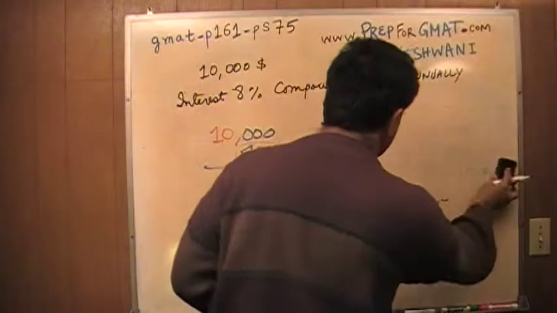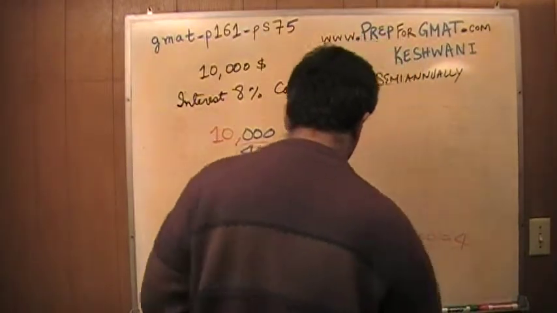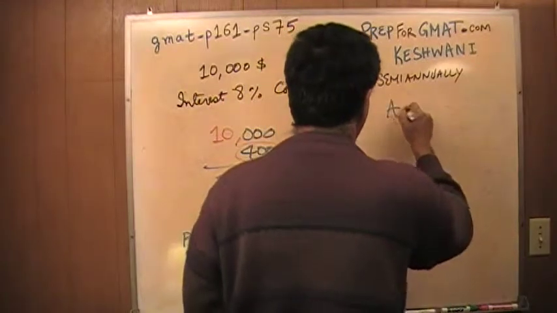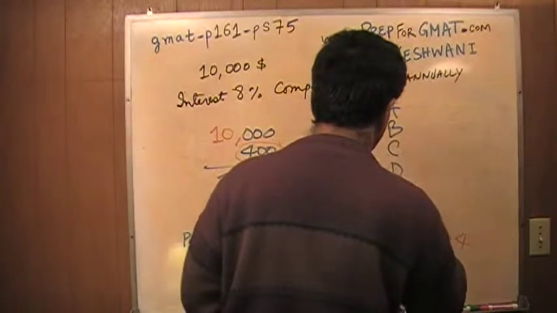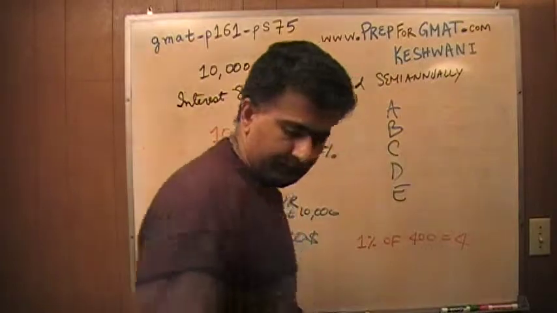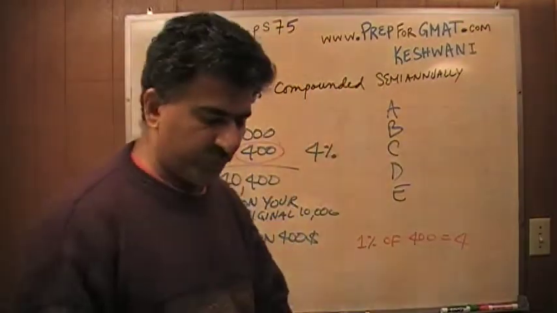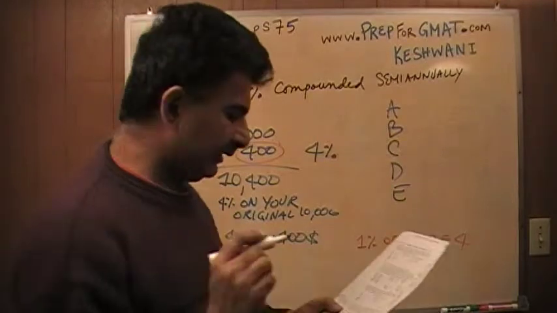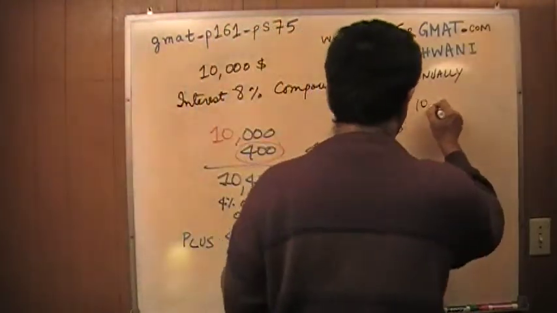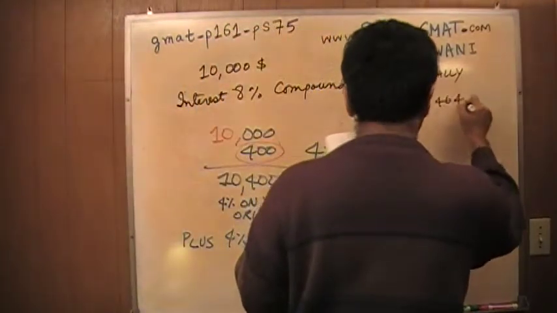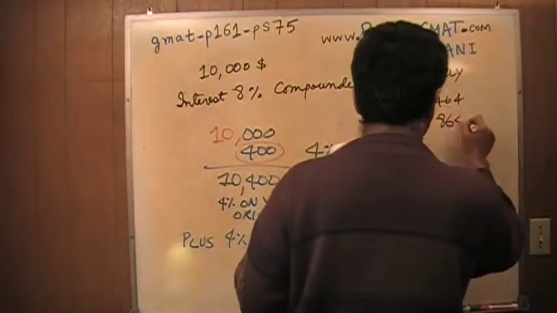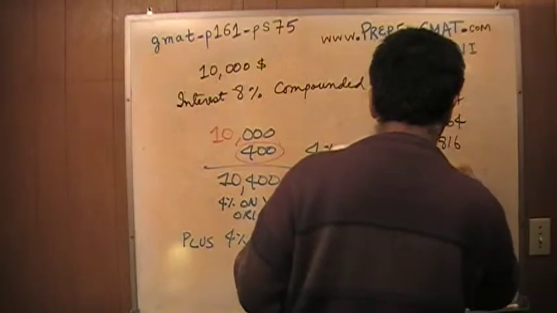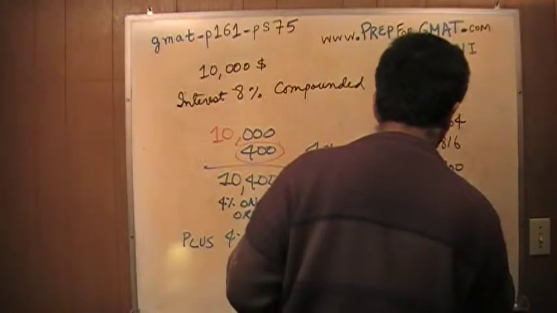The answer choices. A, B, C, D, E. I'm going to start again from scratch and I'm going to show you how to look at the right answers without doing any work at all. Just simple logical thinking is what is required here. 10,464, 864, 816, 800, and 480.